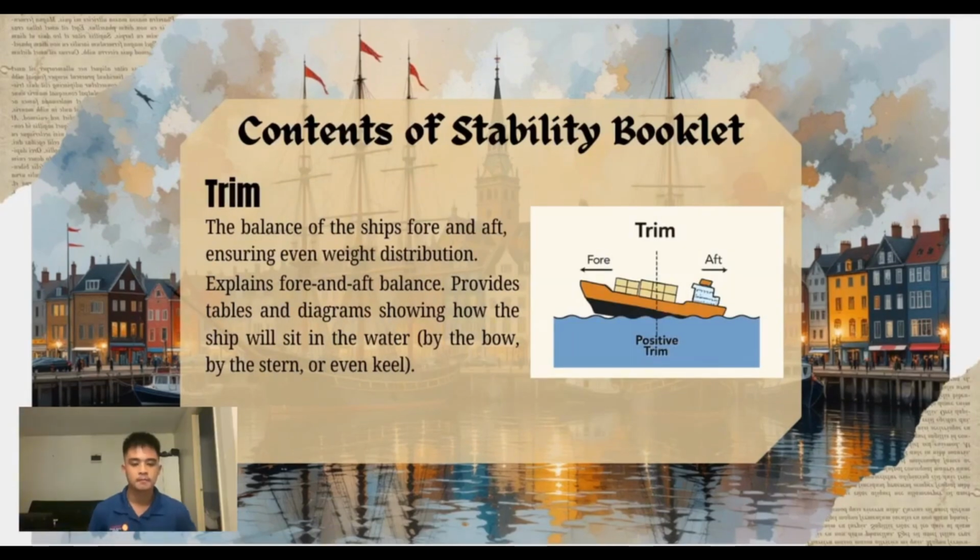Trim: the balance of the ship fore and aft, ensuring even weight distribution. It explains fore and aft balance. It provides tables and diagrams showing how the ship will sit in the water, by the bow, by the stern, or even keel.